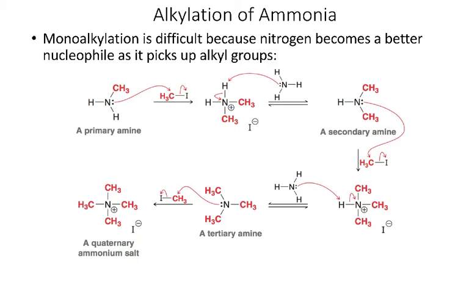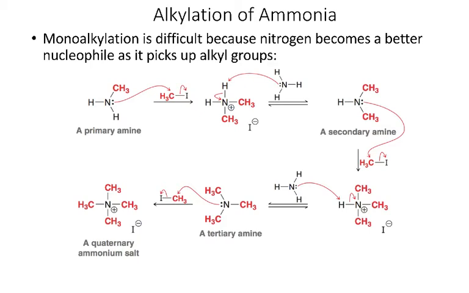Well, if the primary amine was a good nucleophile, the secondary amine with 2 electron donating groups is an even better nucleophile. And so we're going to put on 3 alkyl groups to give us a tertiary amine. And again, if the secondary amine was a good nucleophile, the tertiary amine is an even better nucleophile. And so that's how we're going to end up with this quaternary ammonium salt.